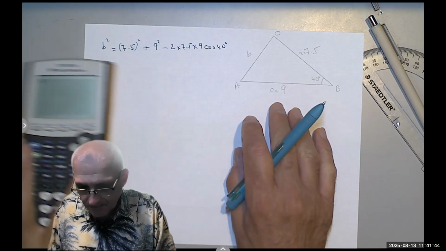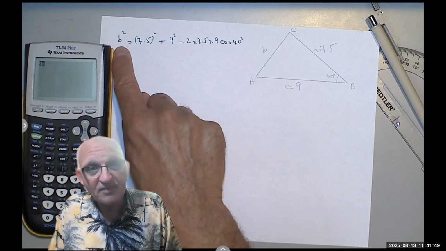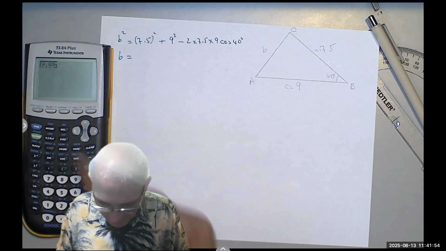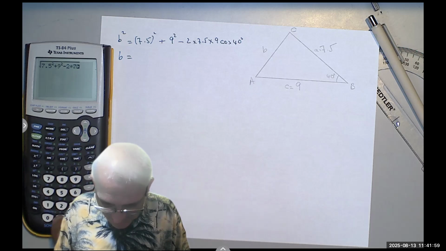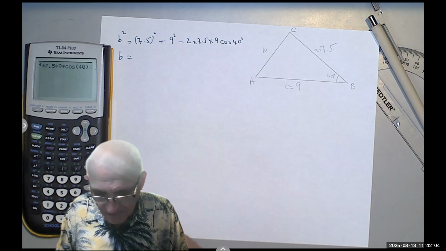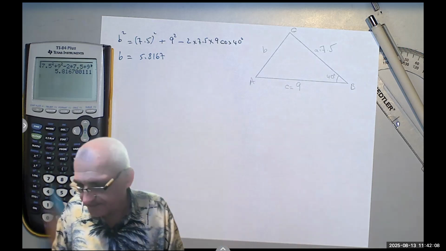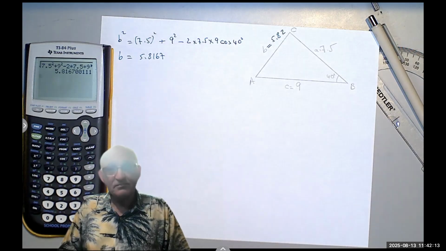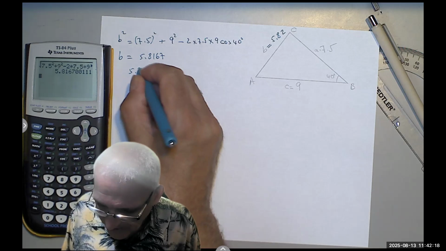Okay. So let's say I'm going to take the square root, because notice that will give me B squared. So B equals the square root of 7.5 square plus 9 square minus 2 times 7.5 times 9 times cosine 40. So I get 5.8167. 5.82. Okay?